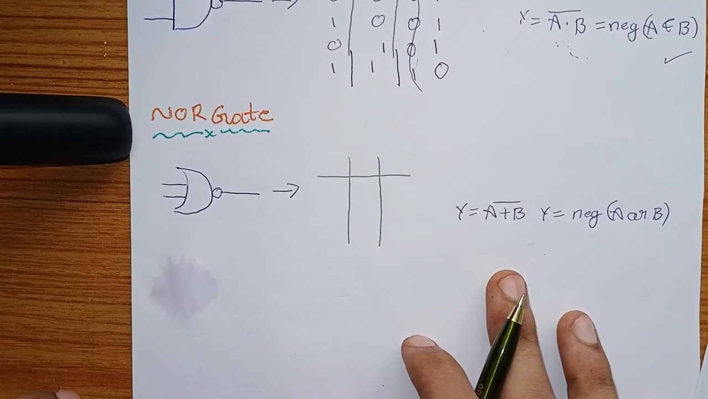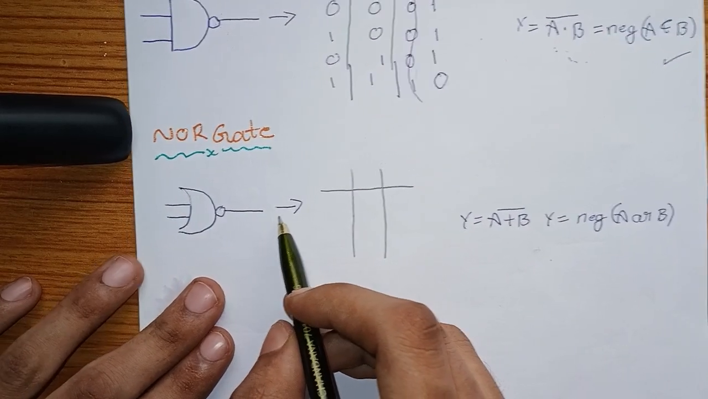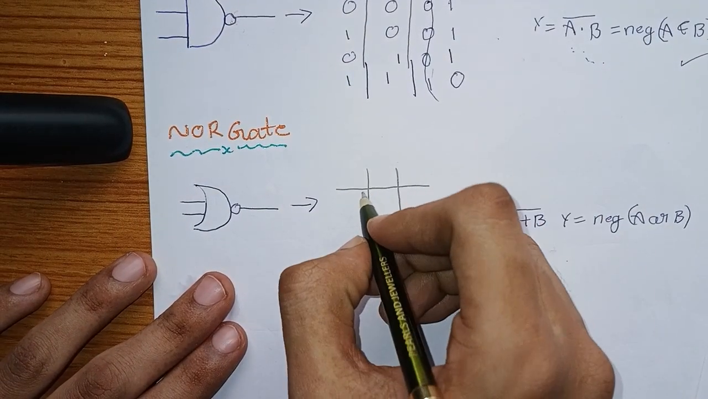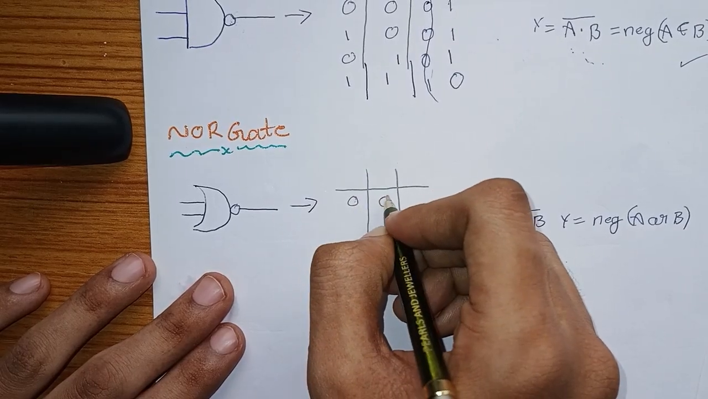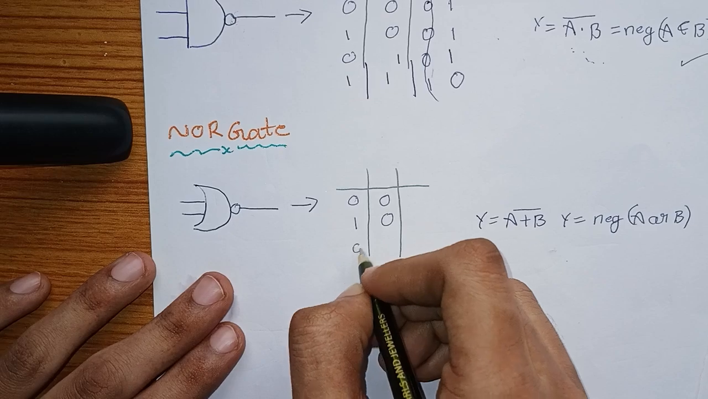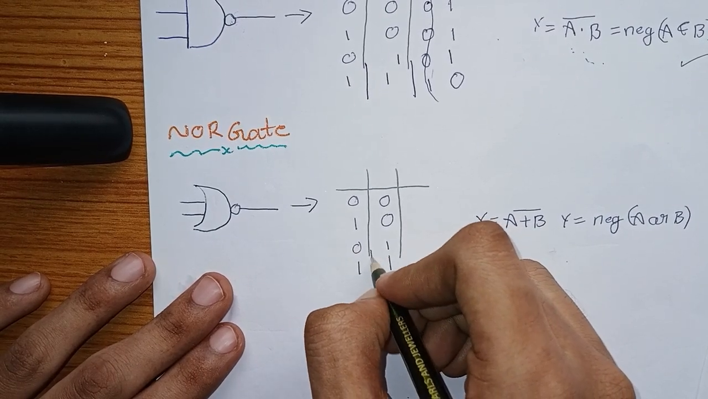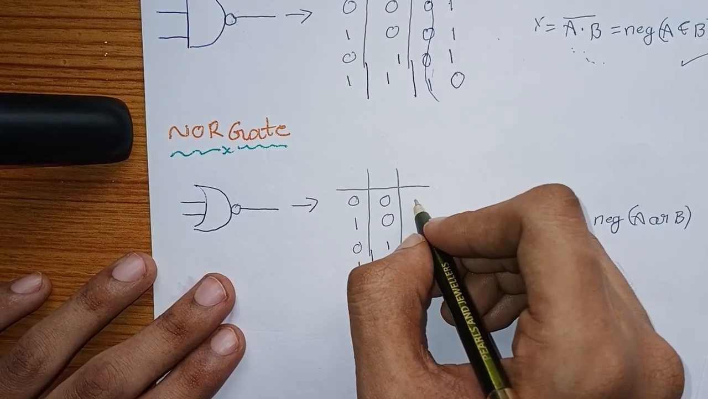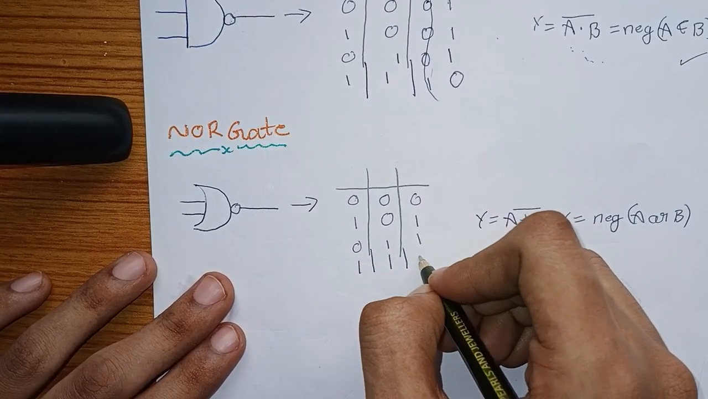Okay, now coming to this OR gate, NOR gate. What about the OR gate? First we will write the OR gate. 0 0, and here 1 0, 0 1, and 1 1. What are we going to get if we think for the OR gate? It will obviously be 0, it will be 1, it will be 1, it will be 1.